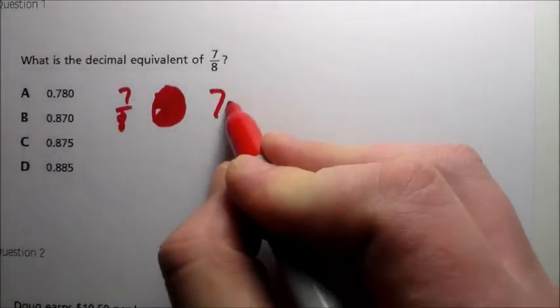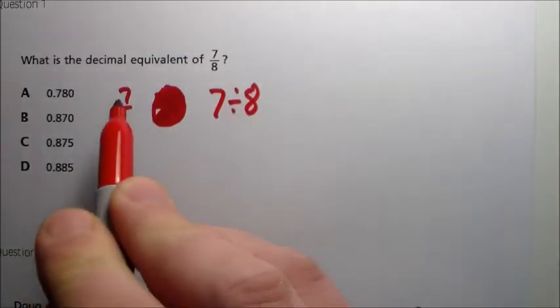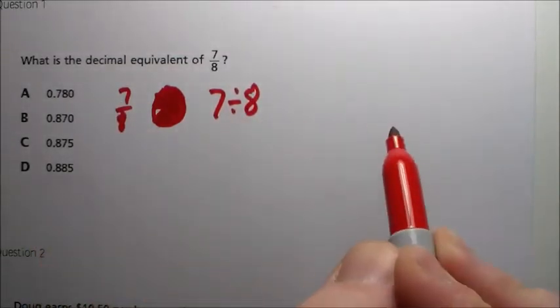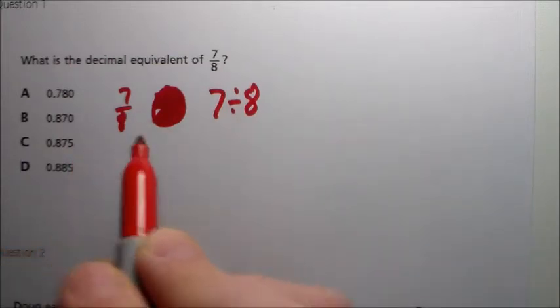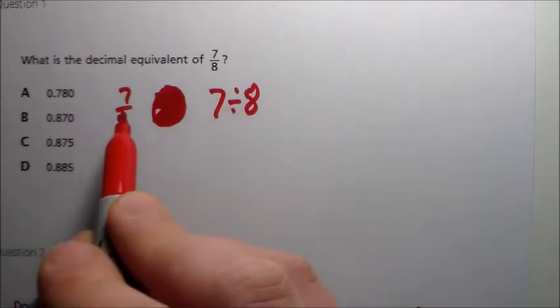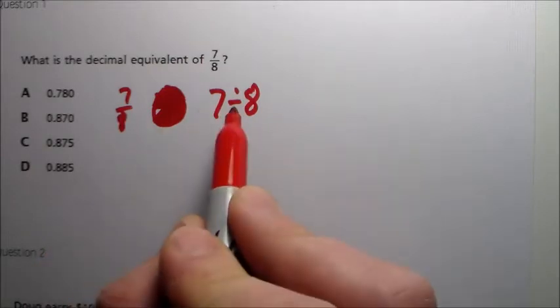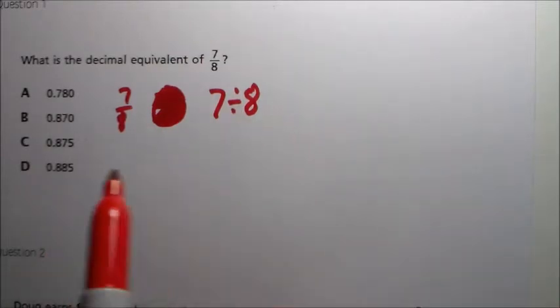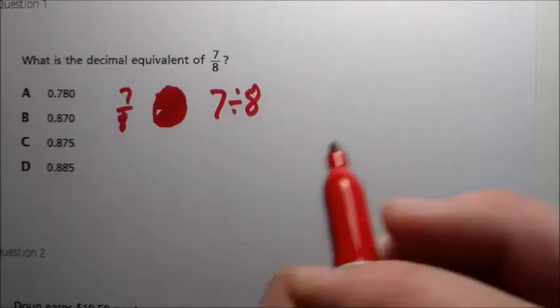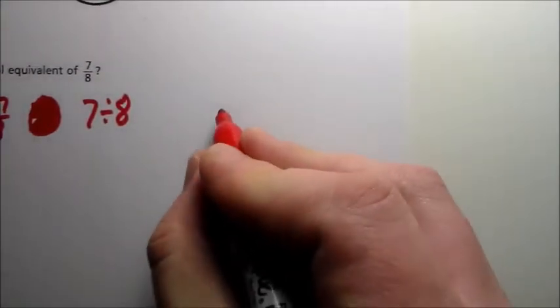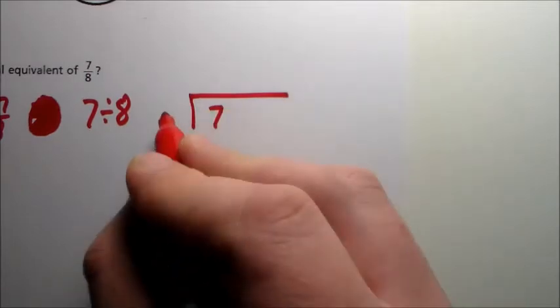should start 7 divided by 8, because 7/8 is the same as 7 divided by 8. It's just another way of thinking of the same expression, or the same fraction. Fractions can equal division problems, and that's the key to going from a fraction to a decimal equivalent. All right, so let's do that. Let's do 7 divided by 8.